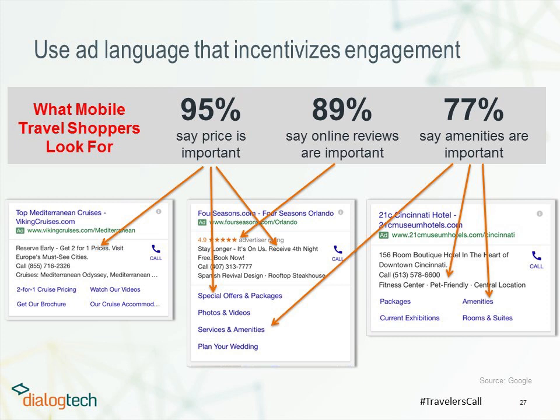Same thing with reviews, showing reviews in your ads, and then also having links to your amenities and mentioning them within your ad. So the fitness center or the pet-friendly rooftop steakhouse. Great ideas, great things to test to see what works to drive calls from the ad as well as visits to your mobile landing pages and then calls.